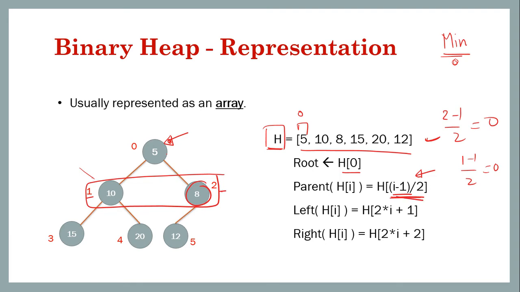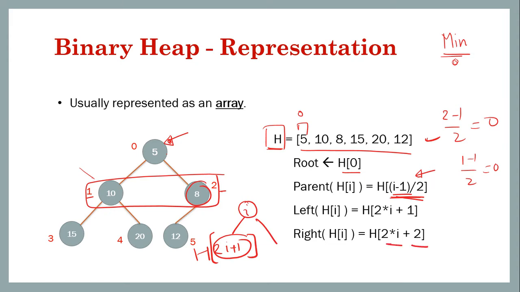Similarly, for the node i, its left child will be at index 2i plus 1. So whatever the container is, you can get that value. And the right child will be at 2i plus 2.